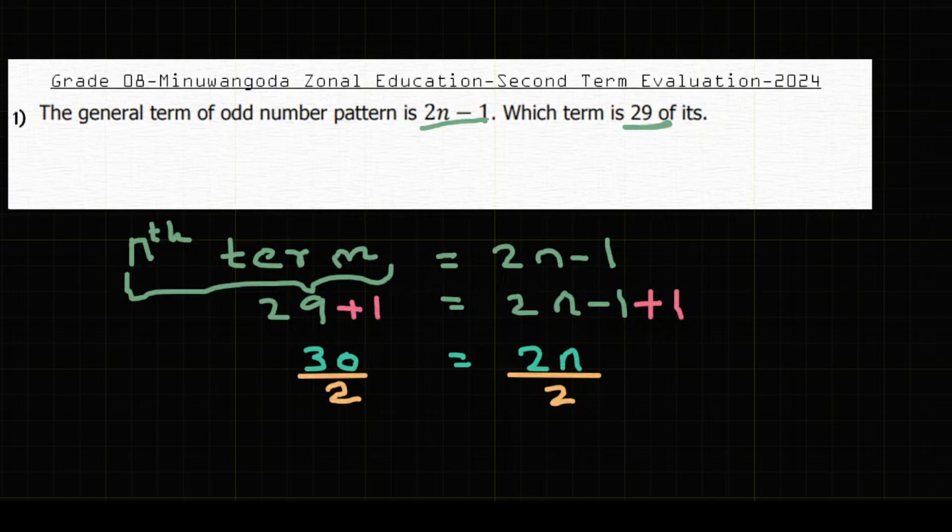Now what remains? 2 divided by 2 is 1. It's 1n. What does 1n mean? 1n simply means n. And what is 30 divided by 2? 15.